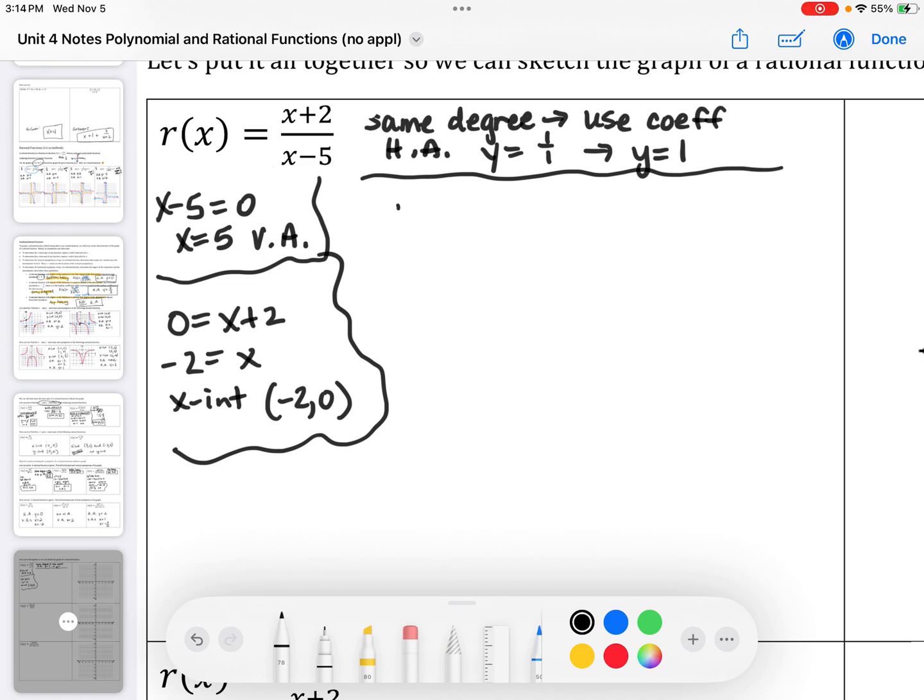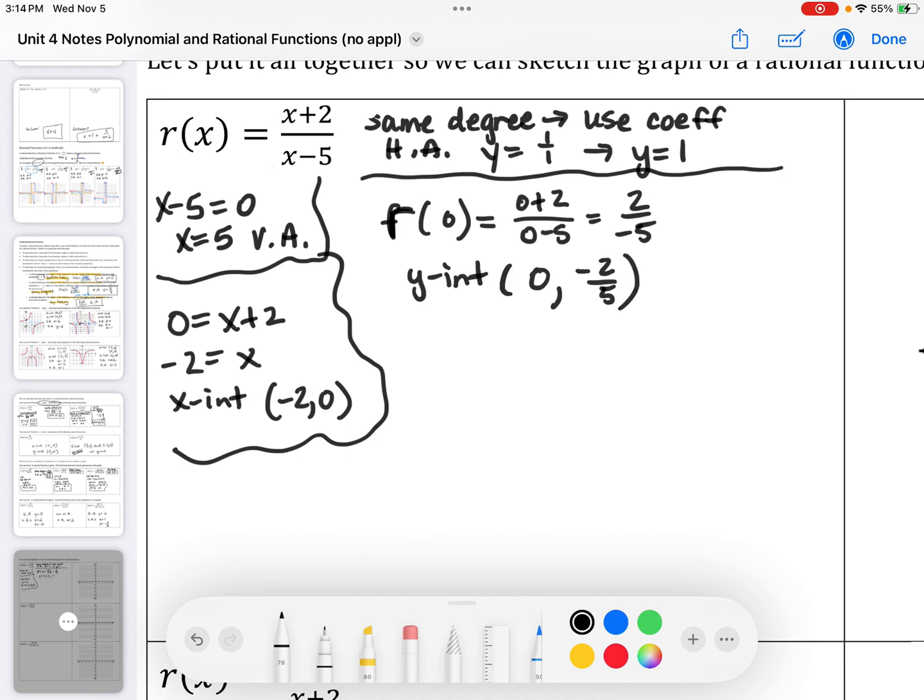Y-intercept is when x is 0. So we have a y-intercept at 0, -2 over 5. It gives us the heebie-jeebies to have a negative in the denominator, so I just brought it in front of the fraction or in front of the numerator. Okay, so let's go ahead and graph what we've got so far.